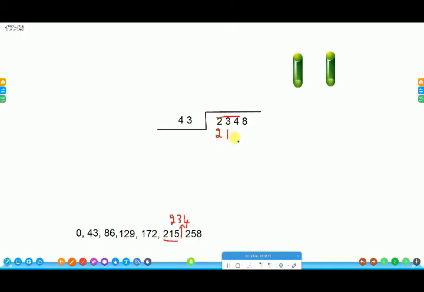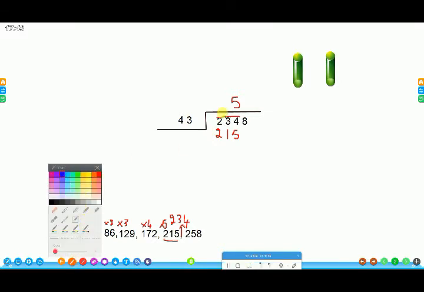Below 234, I write 215. Now I need to find the quotient. So above 0, I write times 0. I can make 0 groups. 1 group, 2 groups, 3, 4, 5. So with 215, I can make 5 groups of 43. So in the quotient, I write 5.